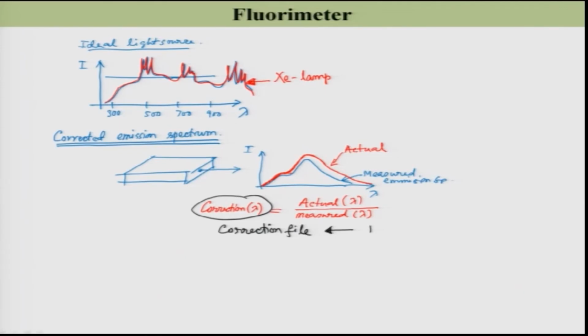a new spectrum in the fluorimeter, you have to process it. Process means multiply with the correction file.